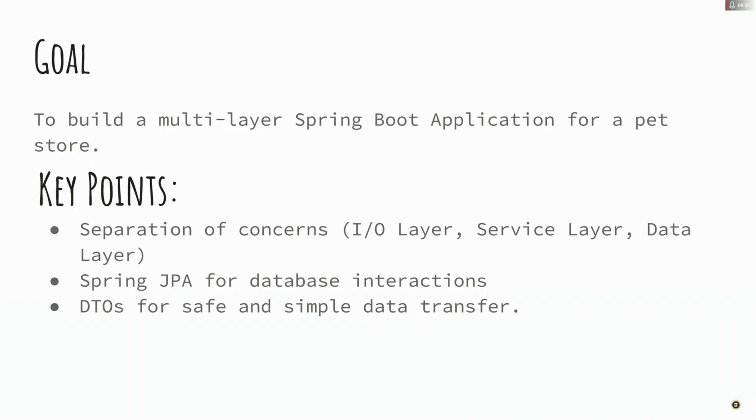So the goal overall is to build a multi-layer Spring Boot application for a pet store or for pet stores. Key points, we're separating concerns. We have a separate I/O layer, input-output, a separate service layer. That's where we apply our business rules, and then we have the data layer itself. We use Spring JPA for database interactions, and we use DTOs or data transfer objects for safe and simple data transfer.